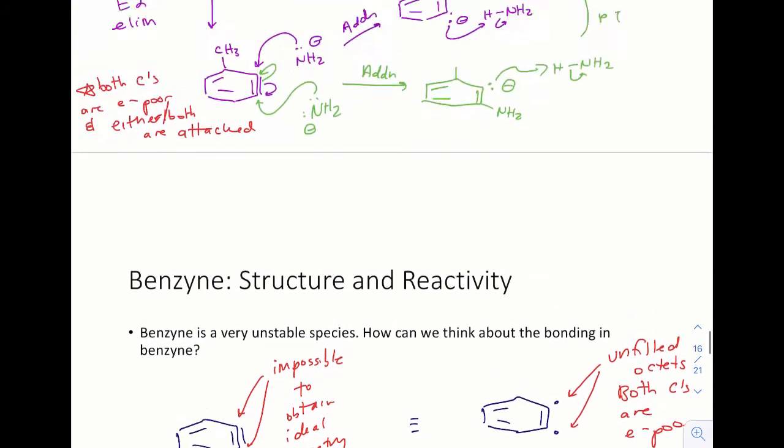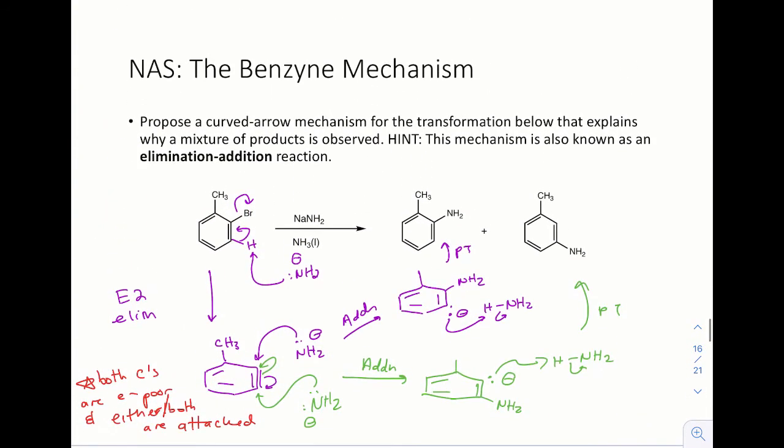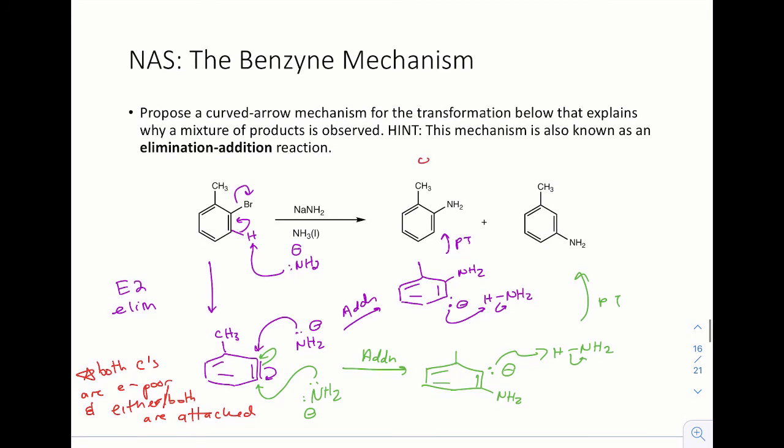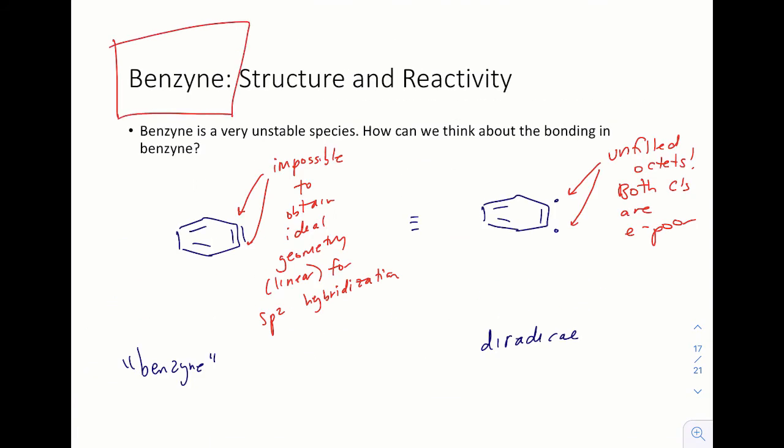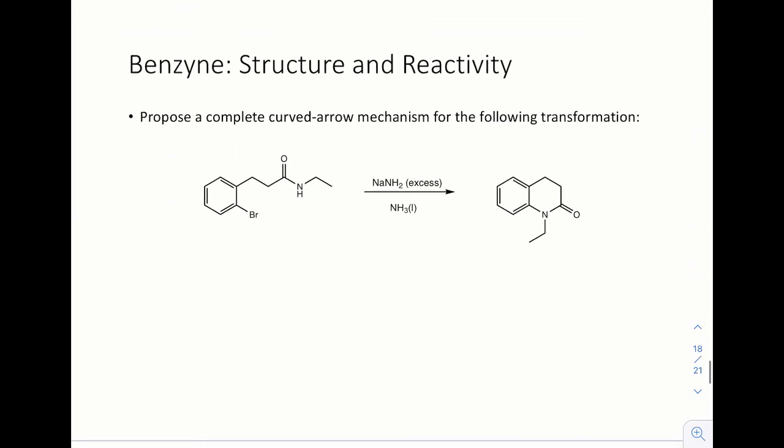And that is why we observe them both react to form two constitutional isomers of the product, the ortho product and the meta product. This has nothing to do with electron withdrawing groups or electron donating groups. This is not a directing issue. This is that there is a pre-existing substituent that has two different relationships with the two electron poor carbons of the benzyne. So this is not a directing group thing, okay? This is just that there are two different carbons, they can both react, and they have different relationships to this existing group. All right, that was fun. Now your turn. Propose a complete curved arrow mechanism for this transformation.